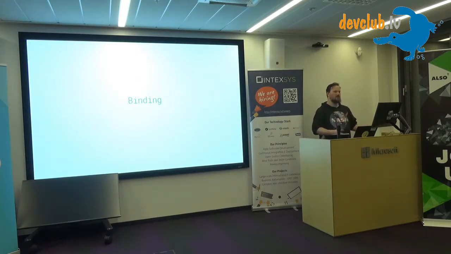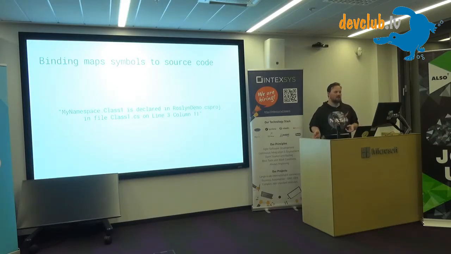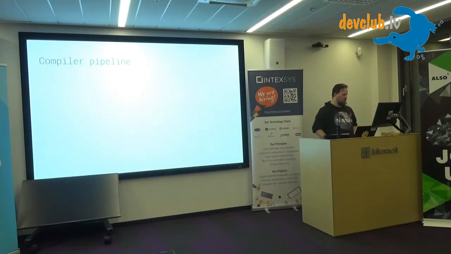It knows all kinds of things about our code, but we want it to actually be helpful in our source code files. So we have to bind it back to our text, to the lines of code. We take our semantic model, all of our symbols, and we have to find back where they came from in the code in your project. So that is the binding step. The compiler takes care of it for us, no problem.